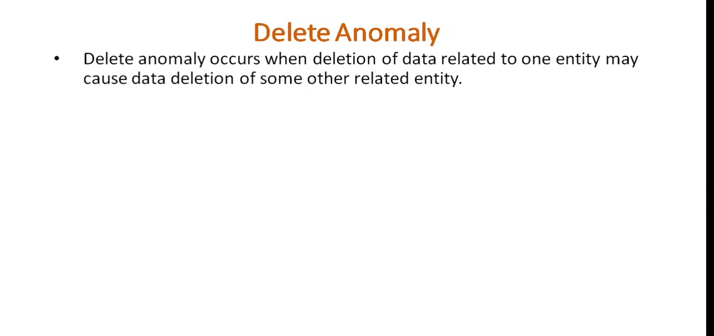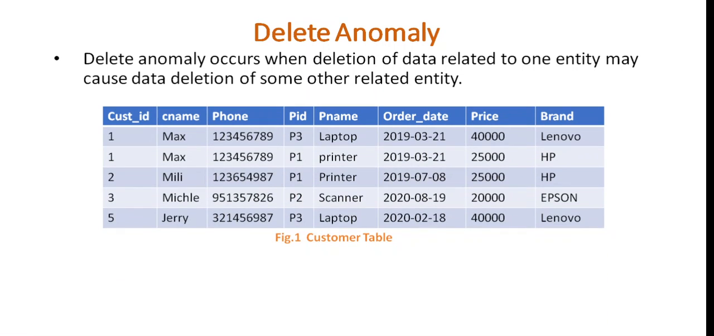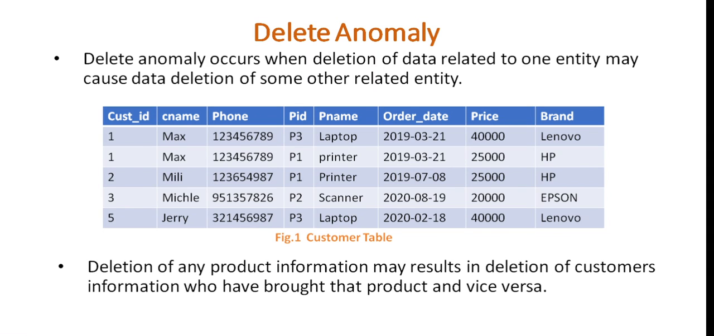Now let's see what is delete anomaly, or delete problem, in a database system. Delete anomaly occurs when deletion of data related to one entity causes deletion of data of some other related entity. Again consider the same table which consists of information about customer and product. Here, if we delete information of any product, then it will delete the information of the customer also.